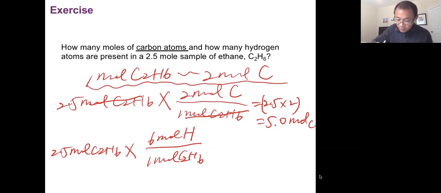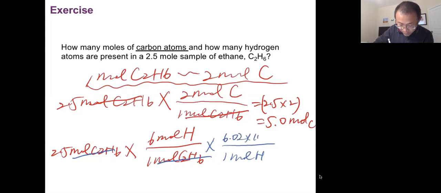Take a look, guys. Let me use a different color pen. Moles of this one cancel. I get moles of hydrogen. But that's still moles of hydrogen. The question asks you how many hydrogen atoms. So I further multiply. 1 mole of hydrogen is how many? 6.02 times 10 to the 23rd.